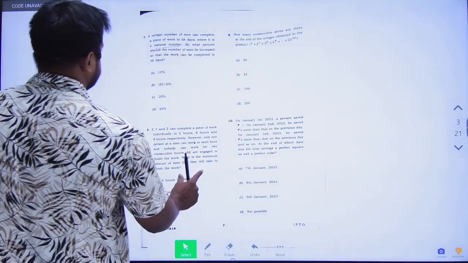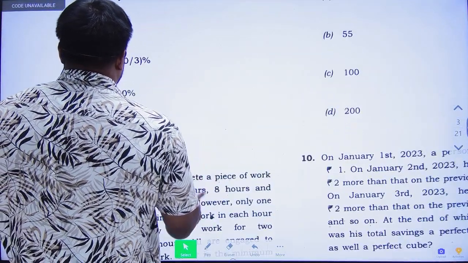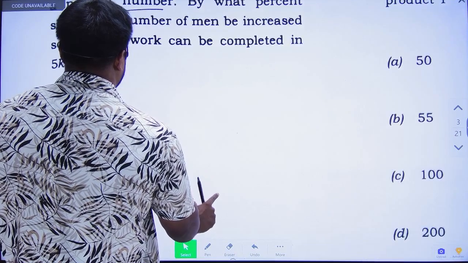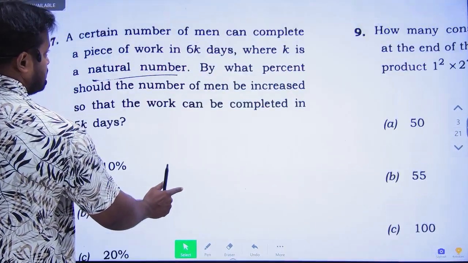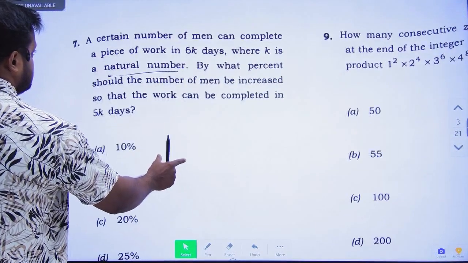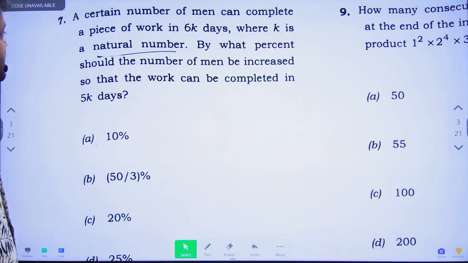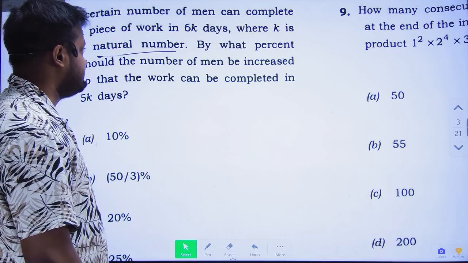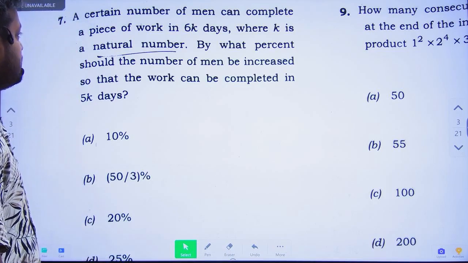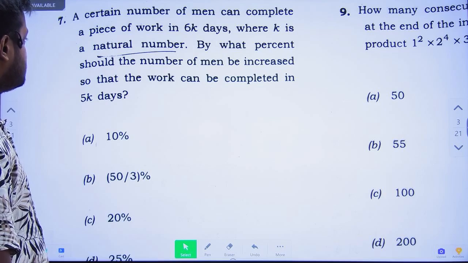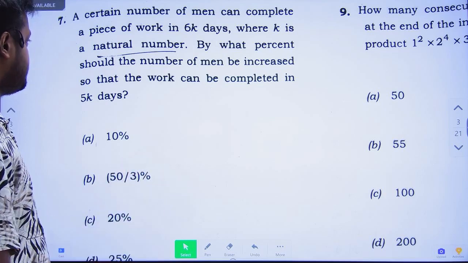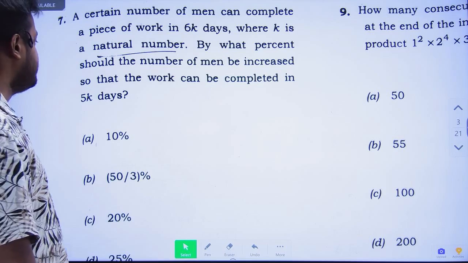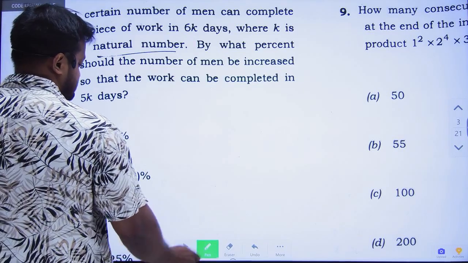Number 6. Then question number 7. A certain number of men can complete a piece of work in 6k days, where k is a natural number. By what percent should the number of men be increased so that work can be completed in 5k days?